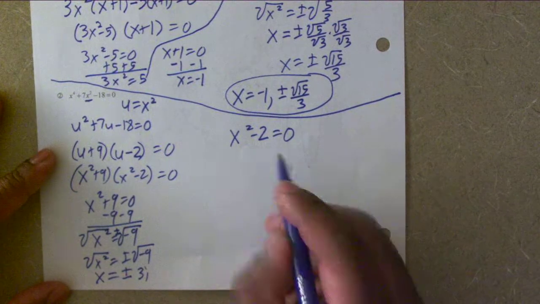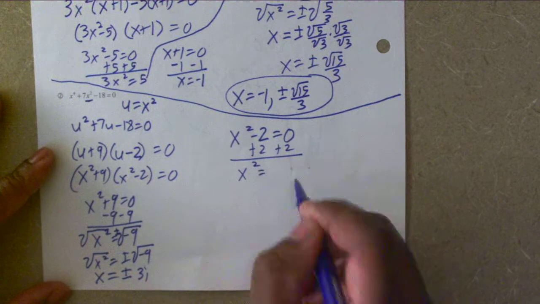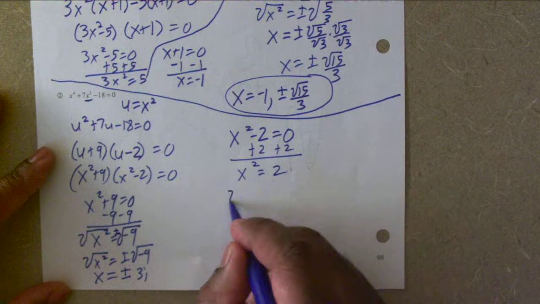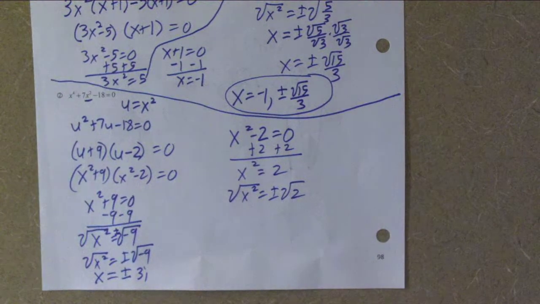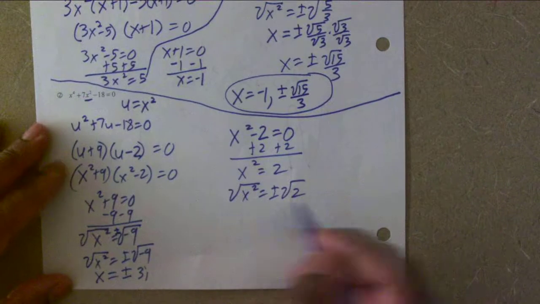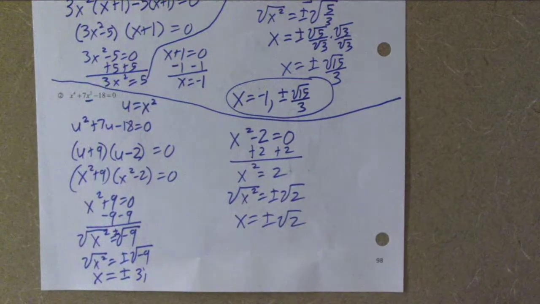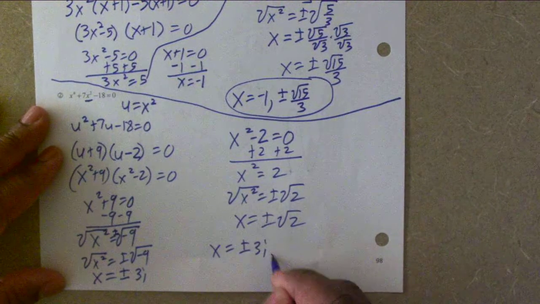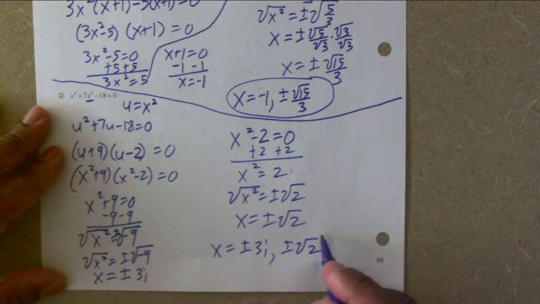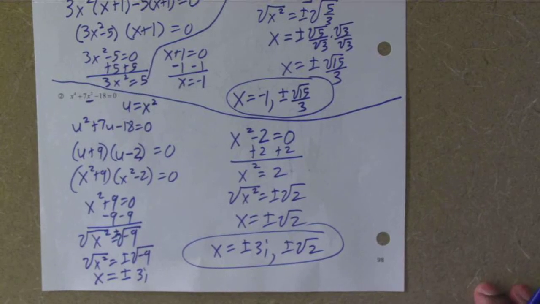Now the x squared minus 2, we will add 2 on both sides. X squared is equal to 2. We'll take the square root of both sides. So we have positive or negative square root of 2 and the square root of x squared. So it would be x equals positive or negative square root of 2. So our final answer would be x is equal to plus or minus 3i, comma, plus or minus the square root of 2. And if you notice, our degree for number 2 is 4, and we have 4 answers here. So it lines up.